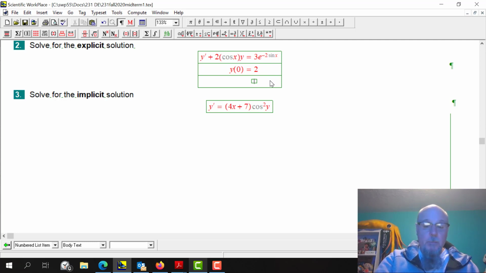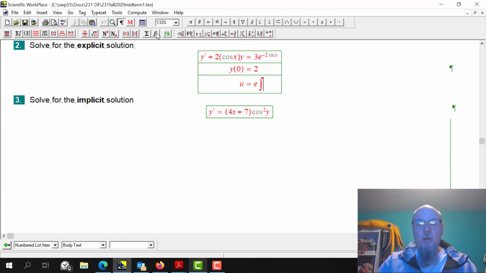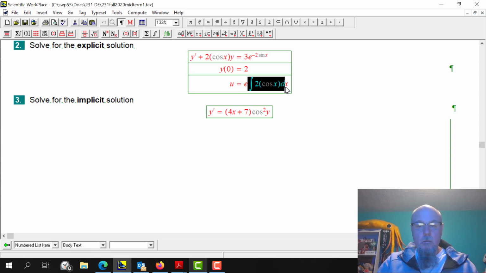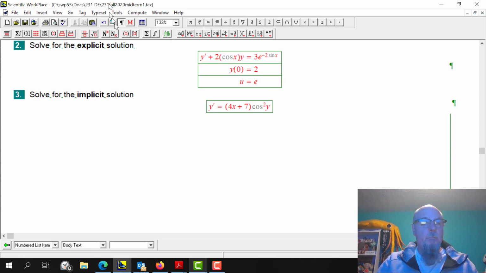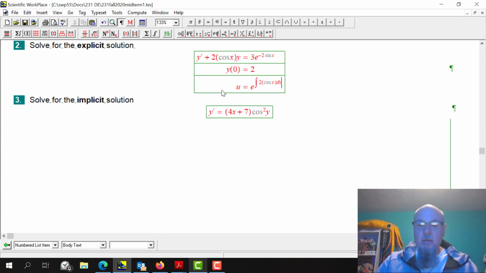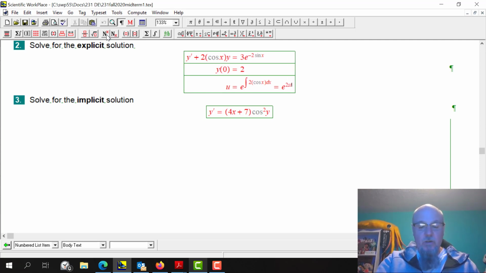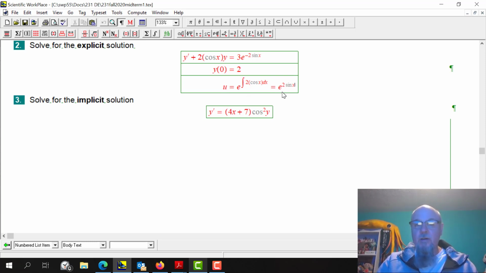Integrating factor. The integrating factor is e to the integral of p. So p is 2 cos. Put that up top here. And when we integrate 2 cos, I get 2 sine. So it's e to the 2 sine x. So that's my integrating factor. I should multiply all 3 pieces in that first order linear by that factor.